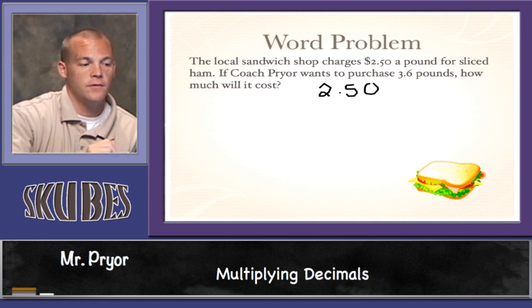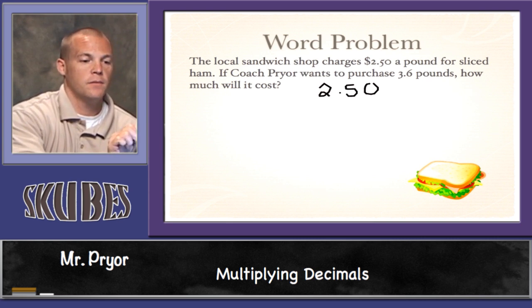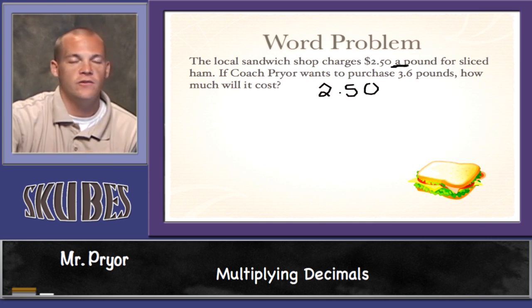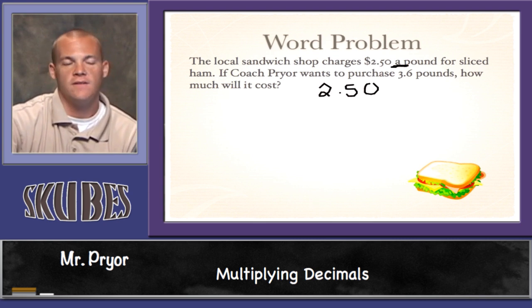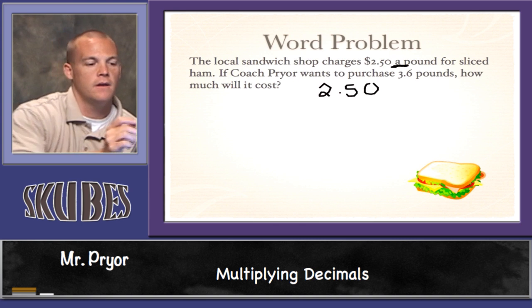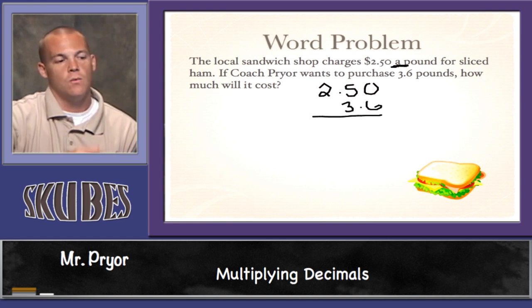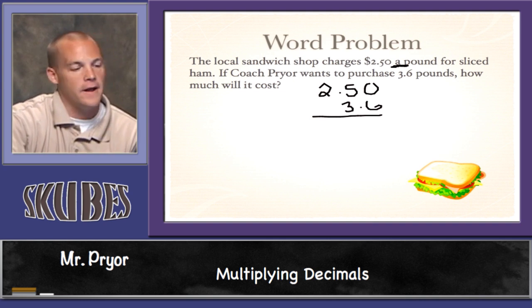One of the words in these types of problems that give that away is if he wants to purchase 3.6, let's see, the local sandwich shop charges $2.50 a pound. Sometimes they will use a pound, or sometimes they will use per pound. That word a and per in this case will always denote multiplication. So in this case, they just used a. So $2.50 times 3.6. Notice how I put the one with the most digits in it on top, the one with the lower number on the bottom.